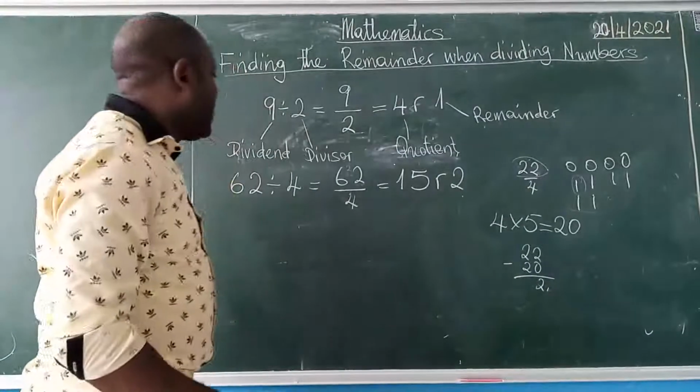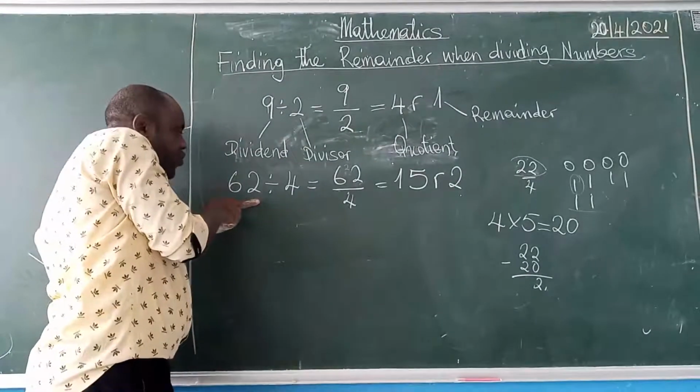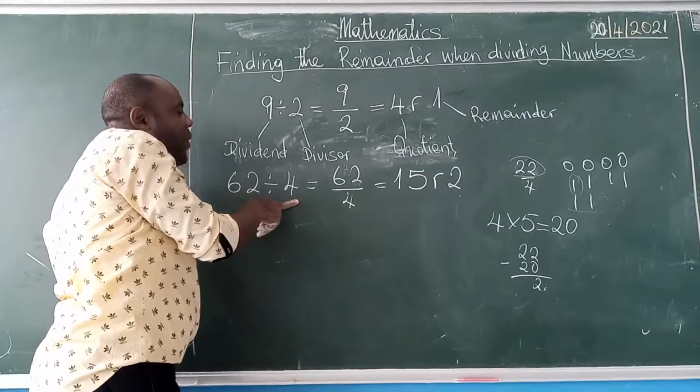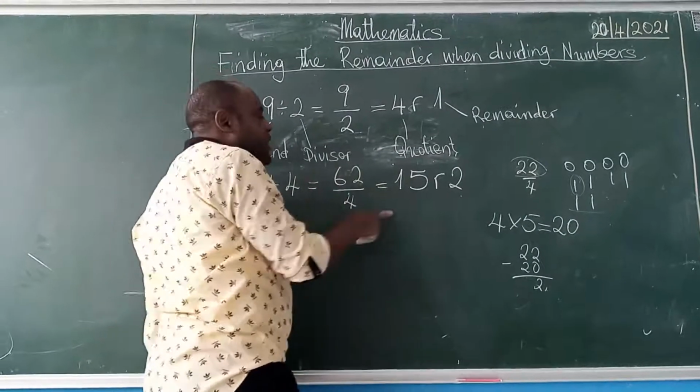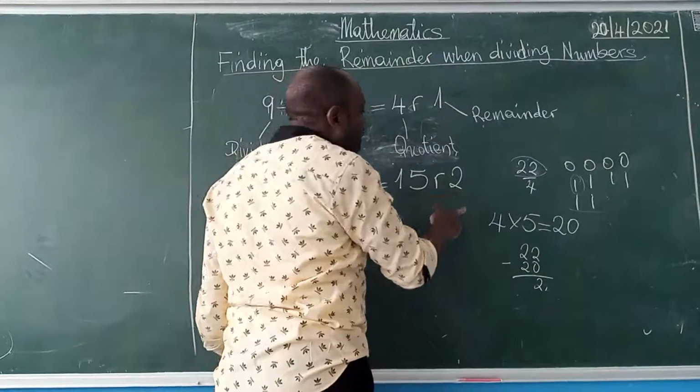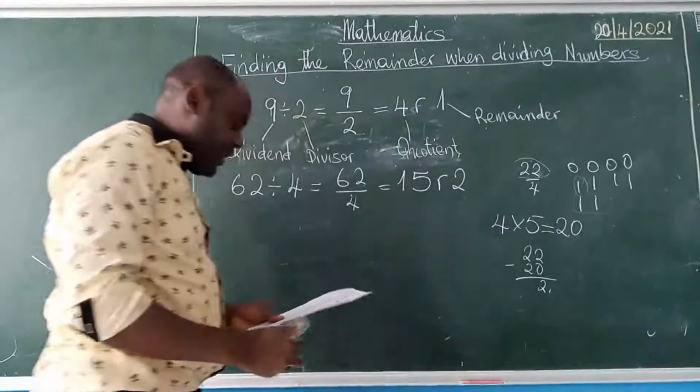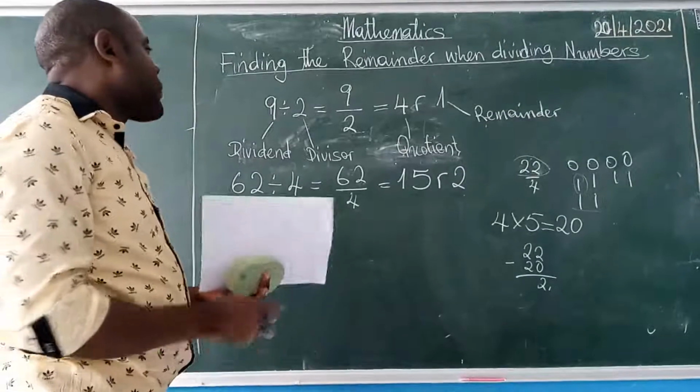So in a nutshell, 62 divided by 4 is the same thing as 62 over 4, which is 15 remainder 2.